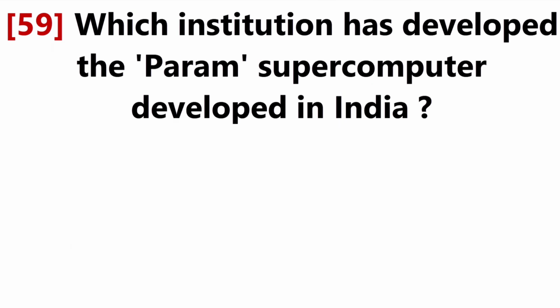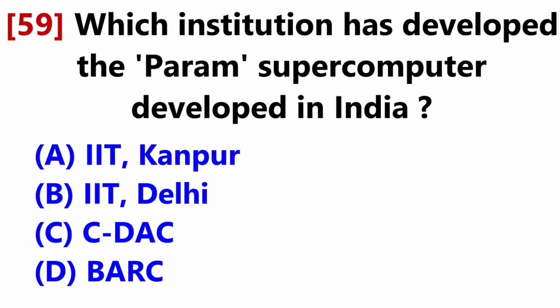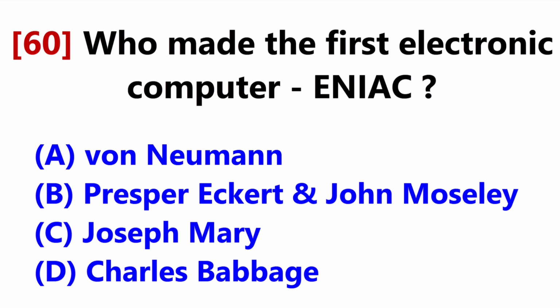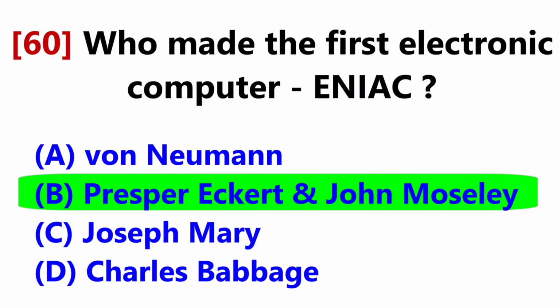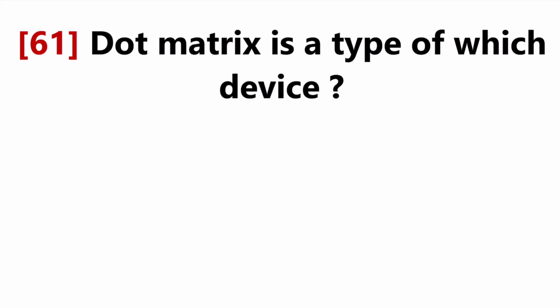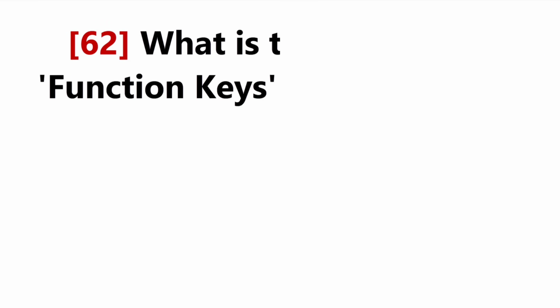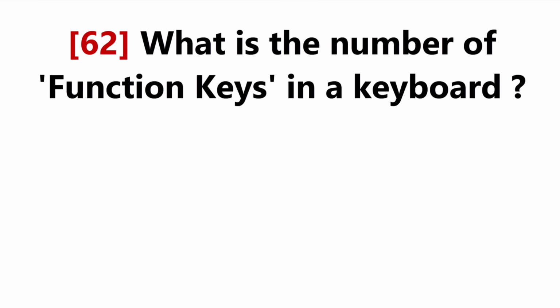Which institution has developed the Param supercomputer developed in India? Answer option C, CDEC. Who made the first electronic computer ENIAC? Answer option B, Presper Eckert and John Mosley. Dot matrix is a type of which device? Answer option A, printer. What is the number of function keys in a keyboard?